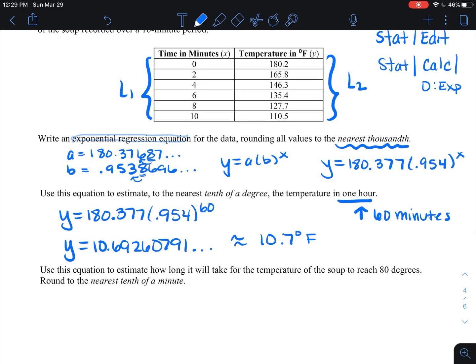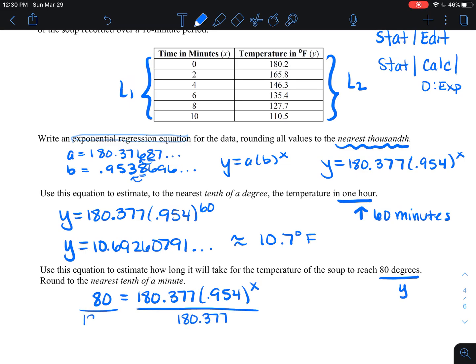Okay, and then we're going to use this equation to estimate how long it would take for the temperature of the soup to reach 80 degrees. So now they're giving me a temperature, so that's a y value. So I'm going to set my equation equal to 80, and I'm going to solve for x. So if we're solving an exponential equation, we have to isolate the base. So let's divide by the 180, 0.377.